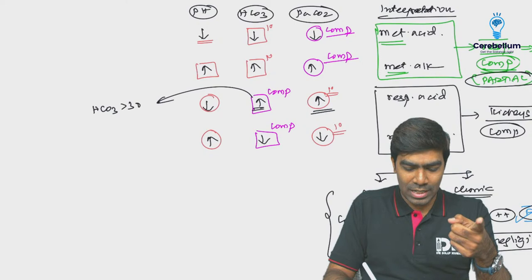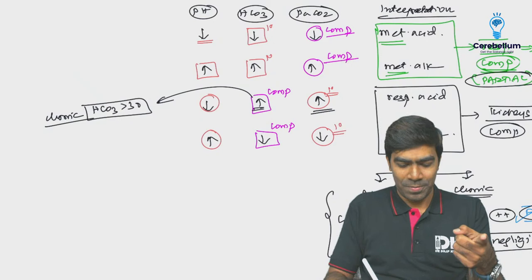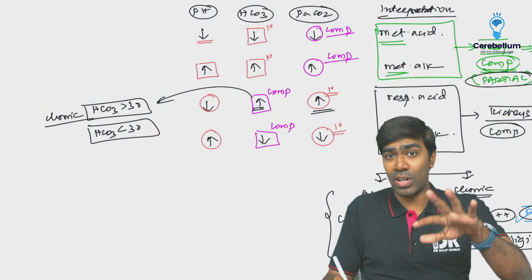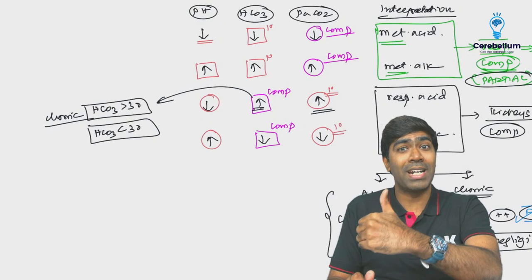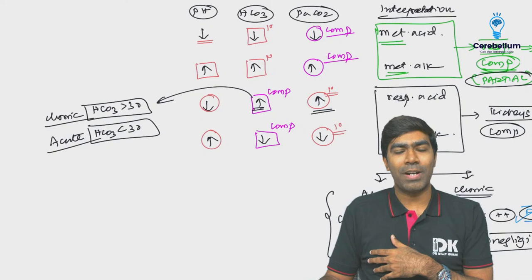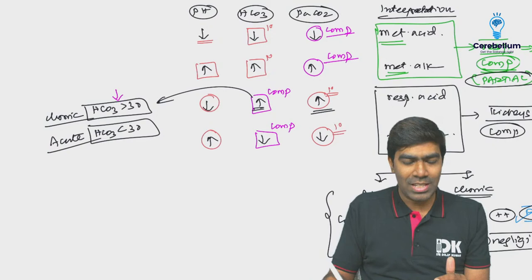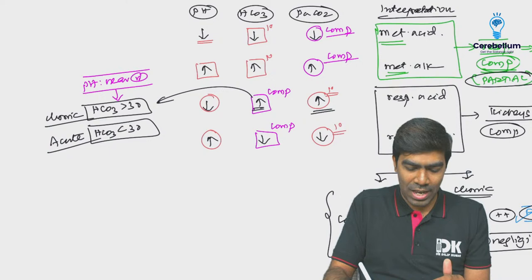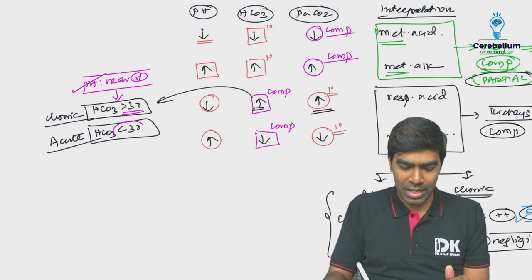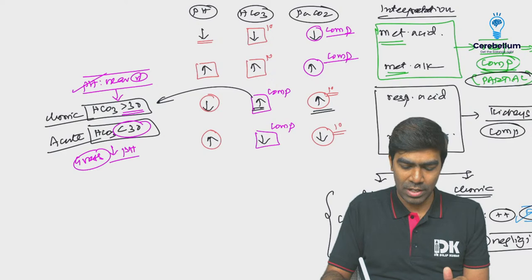If the bicarbonate is more than 30, I'm going to call it a chronic respiratory problem. And if the bicarbonate is less than 30 but more than 24, it's an acute problem. Remember, if it's less than 24, it's a mixed disorder, because bicarbonate is coming down while PaCO2 is increasing. That's a different situation. But if it's more than 24 but less than 30, it's an acute respiratory problem because the bicarbonate change is very poor. So what's going to happen? If it is chronic, because there is a very good renal compensation, the pH will be near normal. But in the acute case, there will be a gross decline in the pH. Grossly, the pH will be low.